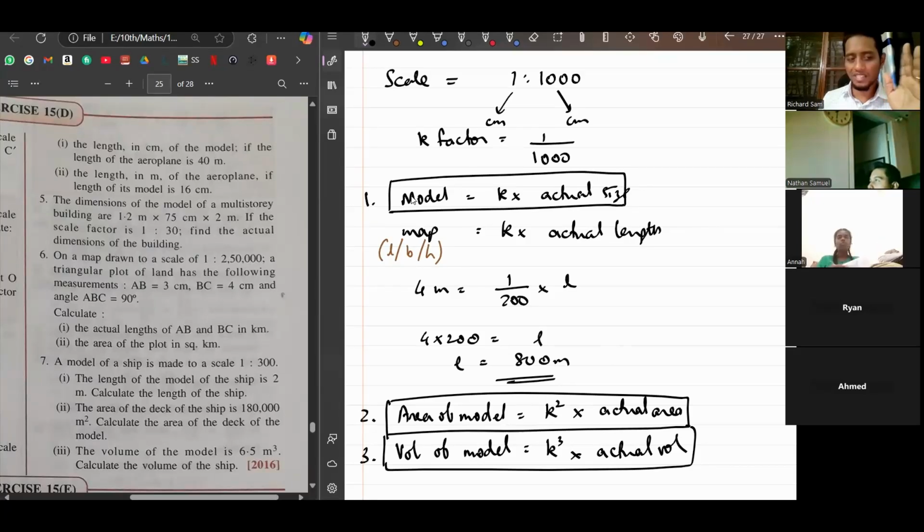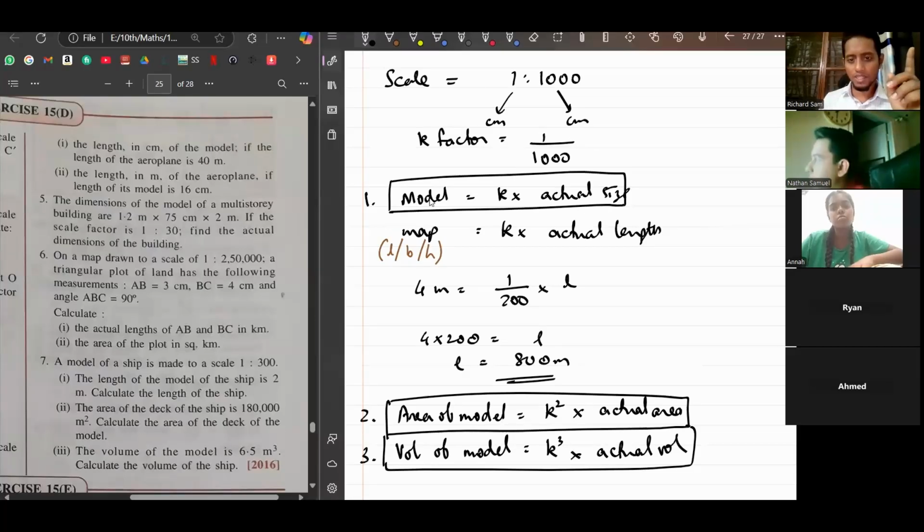Clear, everyone? I'll just explain the question and then you do it. Second question, find the length in meters of the aeroplane if the length of the model is 16. So now they've given the length of the model. You have to find the actual length. Is that clear, everyone? Same formula. You're using the first formula.